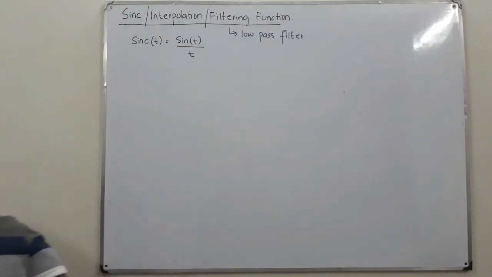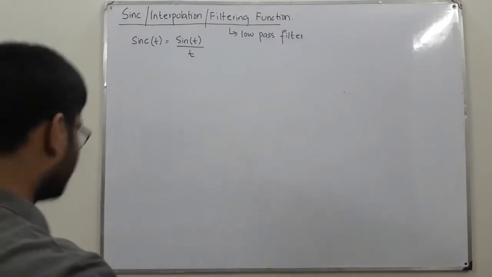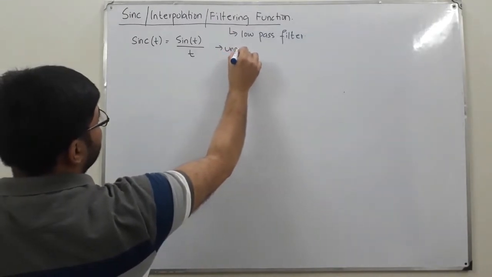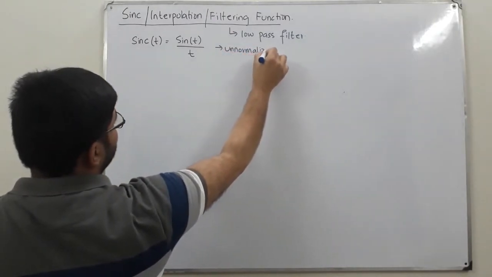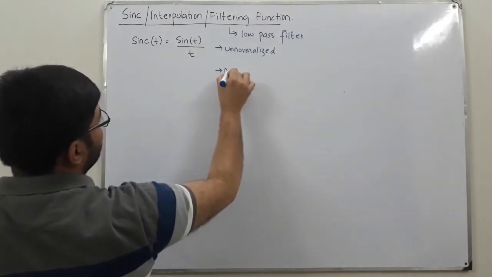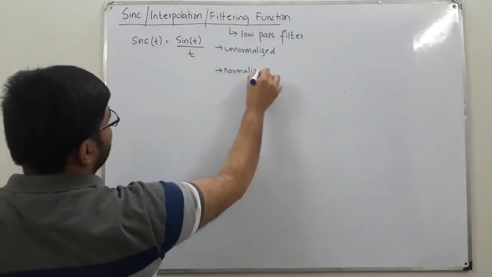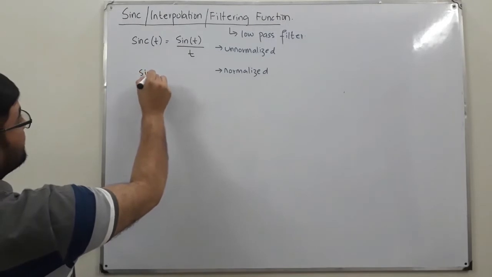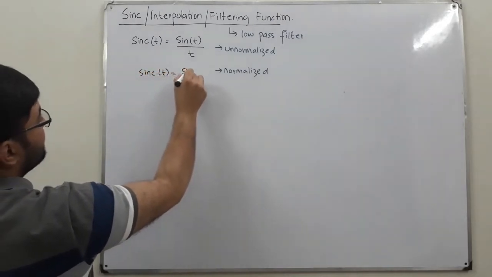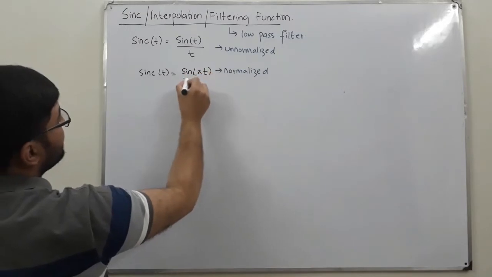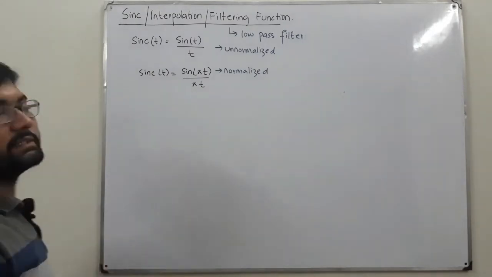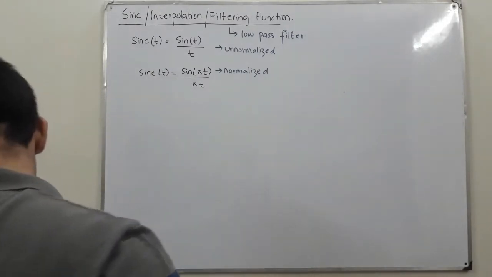Now we have an unnormalized and a normalized concept in this particular function, and what I wrote is basically the unnormalized. Now, what is normalized? In normalized, sinc of t is equal to sine of pi t upon pi t.